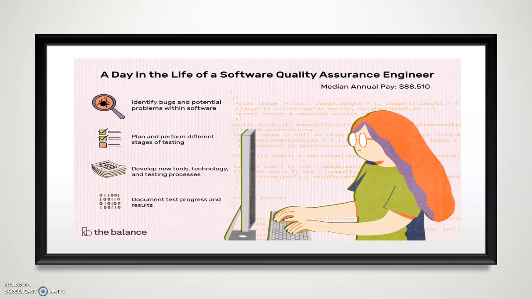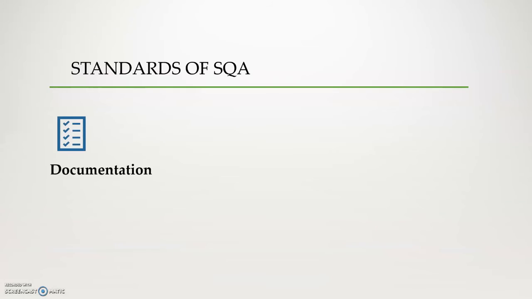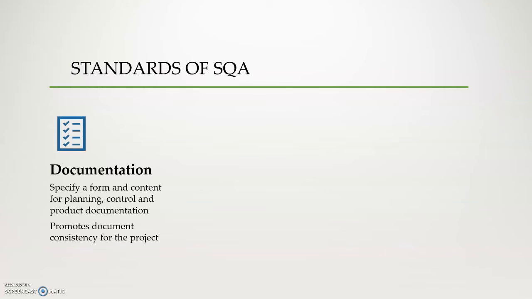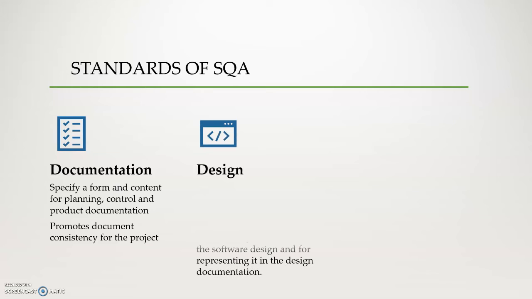So this is an image of a day as a software quality assurance engineer. They basically need to identify the bugs, plan the different stages of testing, develop new tools, and make sure the documents are standardized. So the standards for documentation in SQA specify a form and content for planning, control, and product documentation. Basically this promotes document consistency for the project and increases the understanding of every developer and every stakeholder.